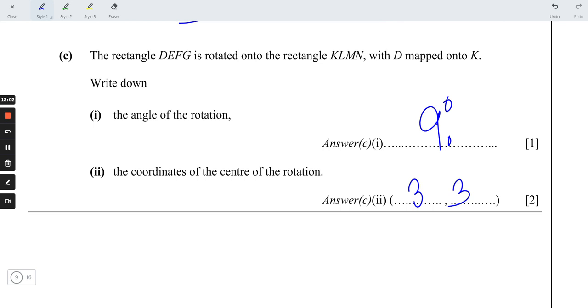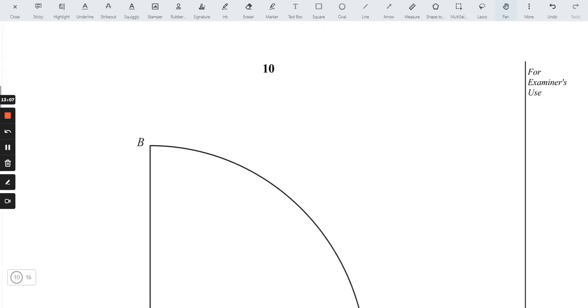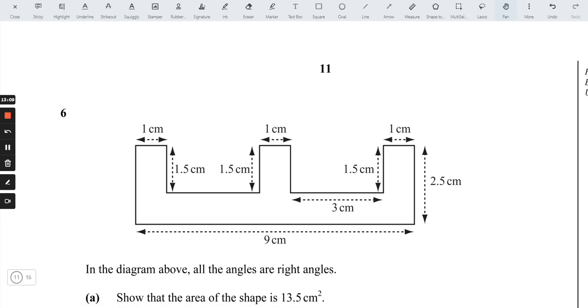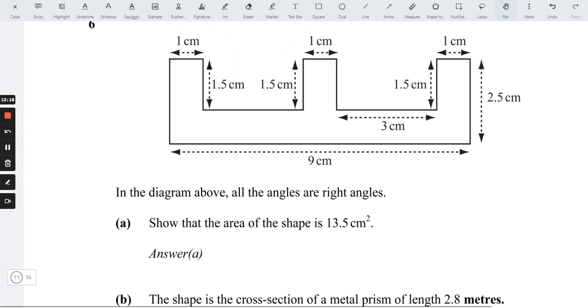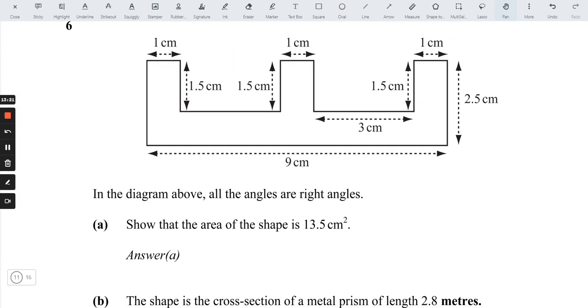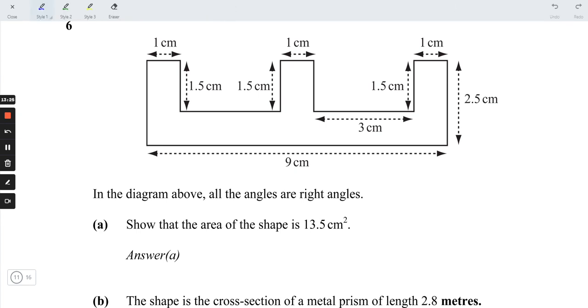Okay, now let's move on. Question 6 here. Question 6 is about area. Okay, in the diagram above, all the angles are right angles. Show the area of the shape is 13.5 centimeters square. Here you can divide this shape in this way, or you can divide the compound shape to be these shapes here.